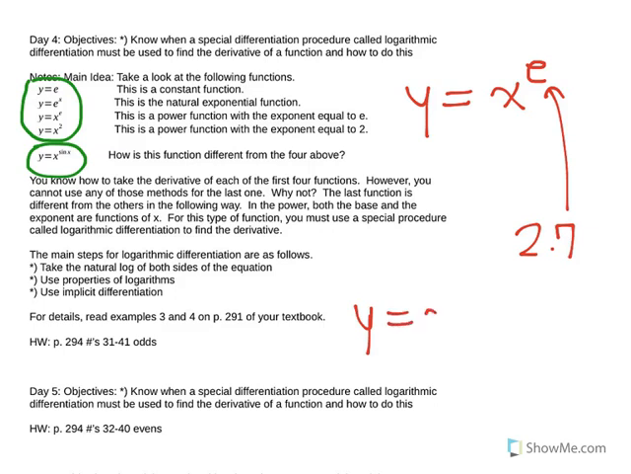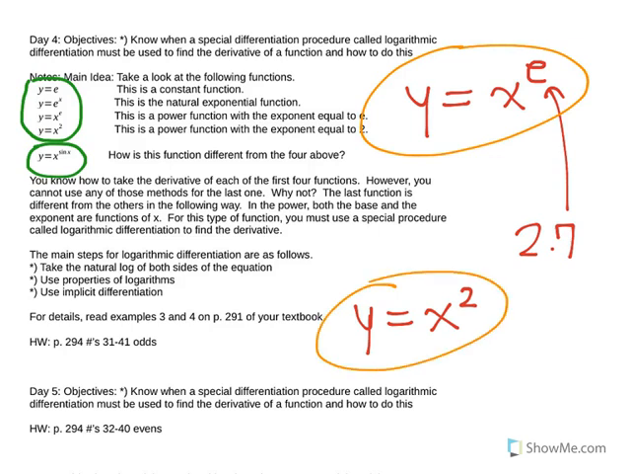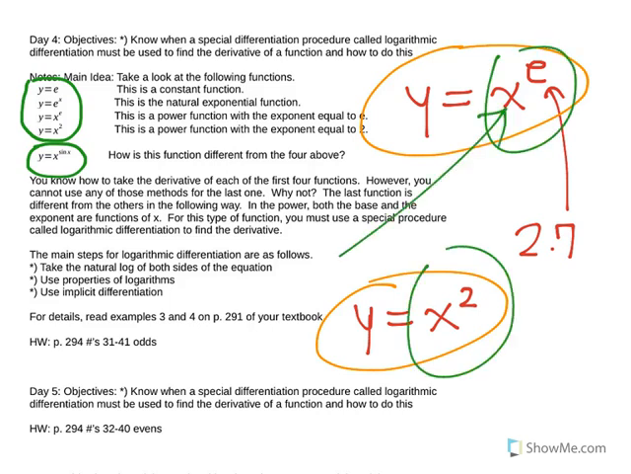y is equal to x squared. So both of these functions are what we call power functions. You have powers in which the base is a function of x and the power, or the exponent, is a constant. How do you find the derivative of a power function? You use the power rule.